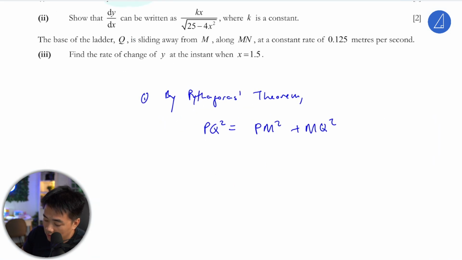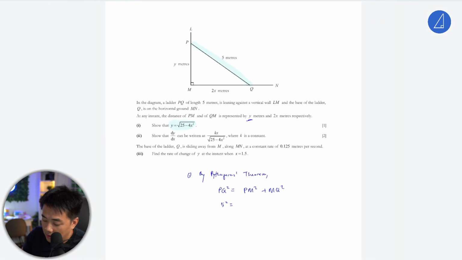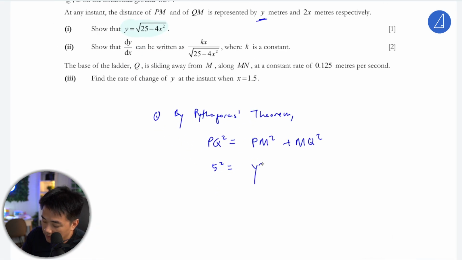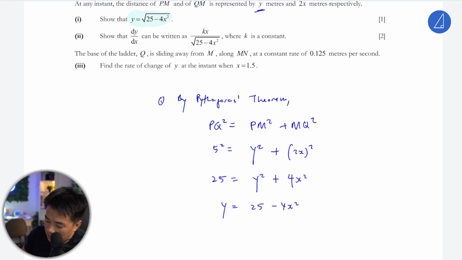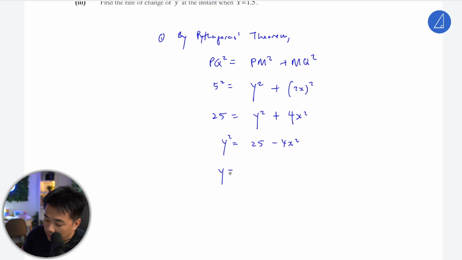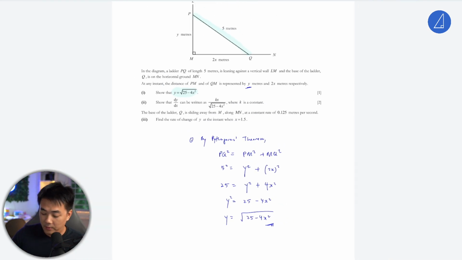In this case, 5 squared equals PM squared, which is y squared, plus MQ squared, which is 2x squared. So 25 equals y squared plus 4x squared. So y is equal to the square root of 25 minus 4x squared. We take the positive root because y is positive. That's how you do this question. I think this is pretty okay.